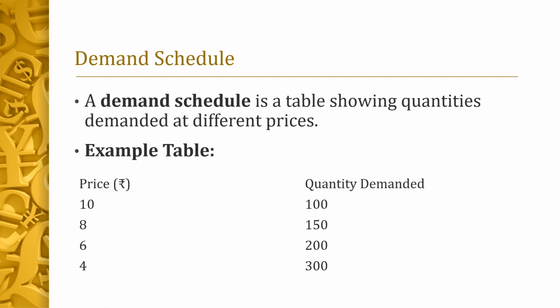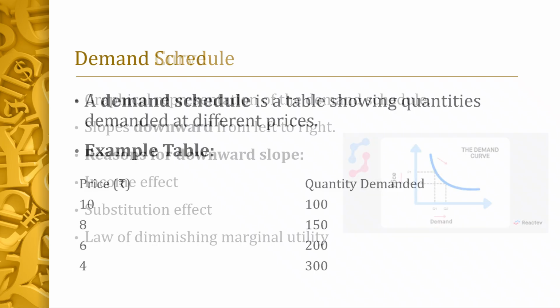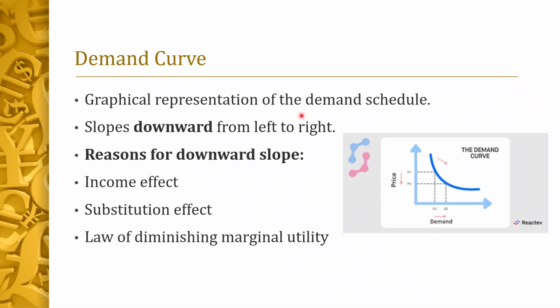We'll understand this with the help of a demand curve now. What is a demand curve? It is nothing but a graphical representation of the demand schedule that we have just understood. So it slopes downward from left to right, which means that as the price increases, the quantity demanded decreases, or inversely, as the price decreases, the quantity demanded increases. So we see that there is an inverse relationship here between price and demand.